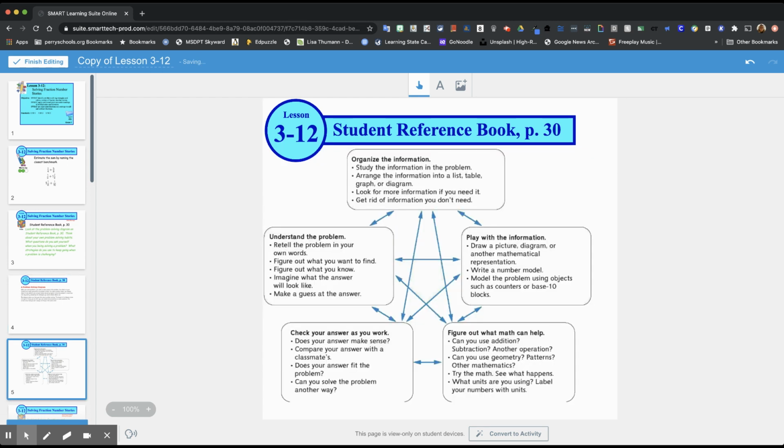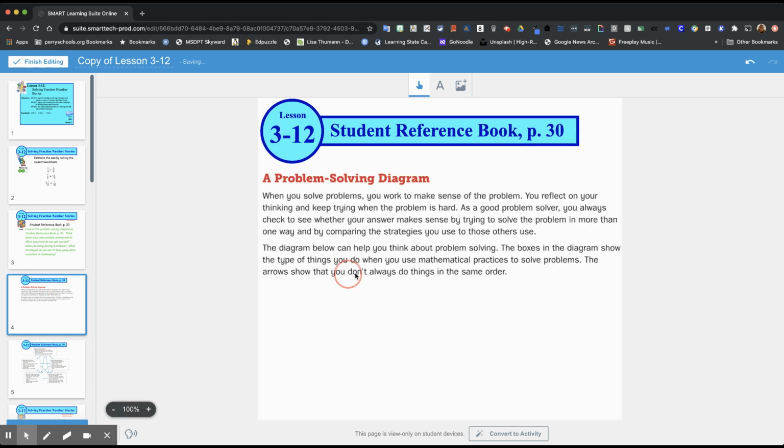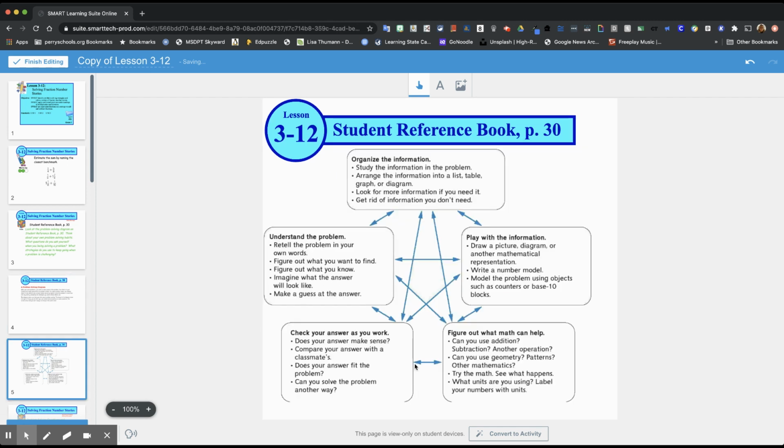So taking a look at that, this is the problem-solving diagram. Take a minute to look through that. And again, it said, when we look back at this, you don't always do things in the same order. So the arrows show us that we could start at any one of these and move in different directions. So if you start with understanding the problem, you might do these things that are listed here. And feel free to pause the video at any time or also go on to the Everyday Math site and open up that student reference book, page 30.